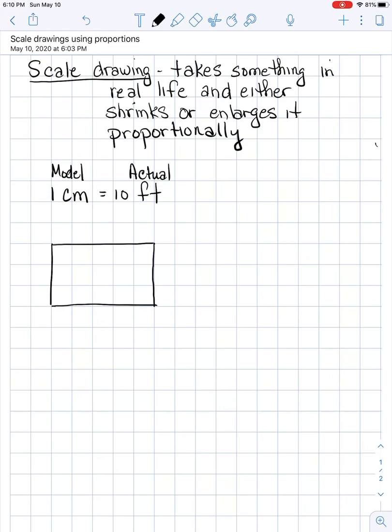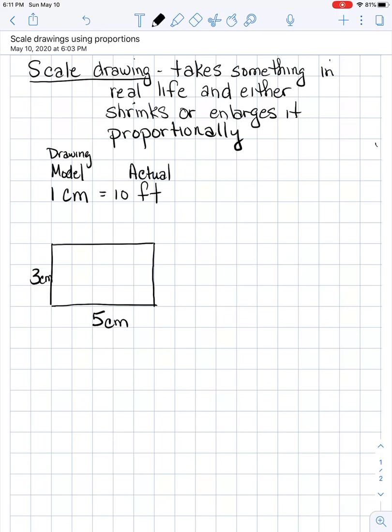So if I look at this building in my model or drawing, you can use drawing or model, it doesn't matter, I have 3 centimeters by 5 centimeters. And we can label it. Now I want to know how big this building is in real life.